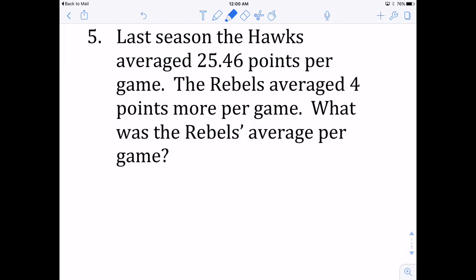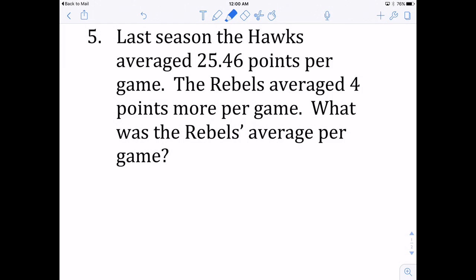Let's see, we're solving for what was the Rebels' average per game. Last season, the Hawks averaged 25 and 46 hundredths of a point. The Rebels averaged 4 points more. That word "more" is a good sign that we're probably going to have to add in this problem. We don't know for sure, but it's a good clue. So what do we know?